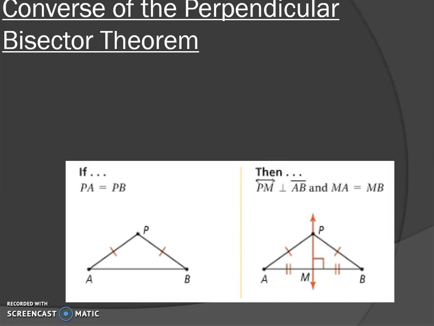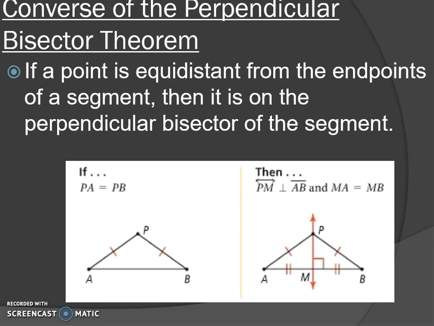Moving on. Converse of the perpendicular bisector theorem. If a point is equidistant from the endpoints of a segment, then it is on the perpendicular bisector of the segment. So please write this and let me explain what this means. If PA right here is equal to PB right here, you see the marking symbols, that means equal, then PM is perpendicular to AB. That means MA right here is equal to MB.